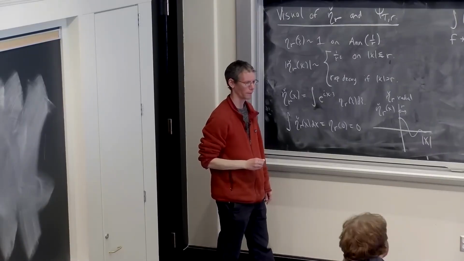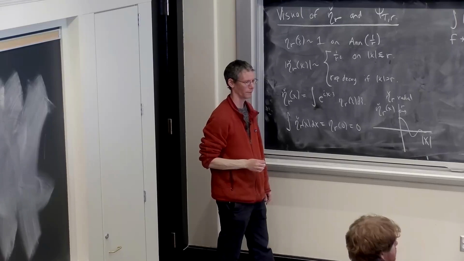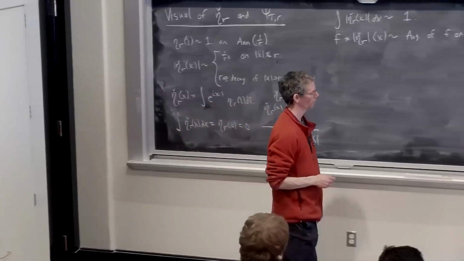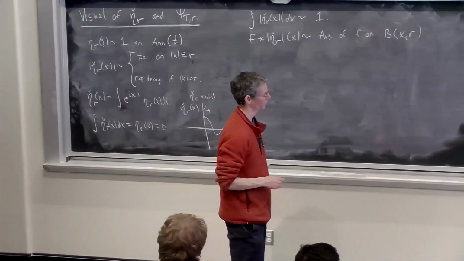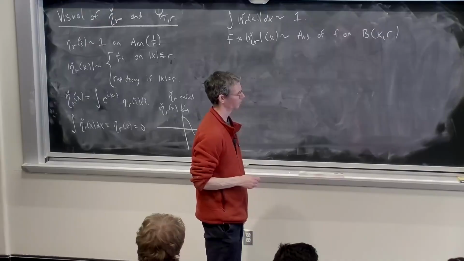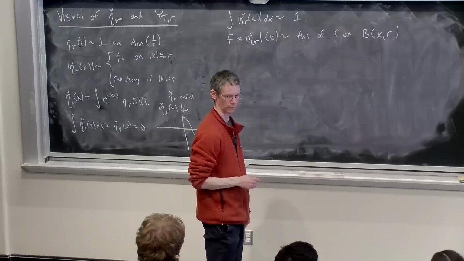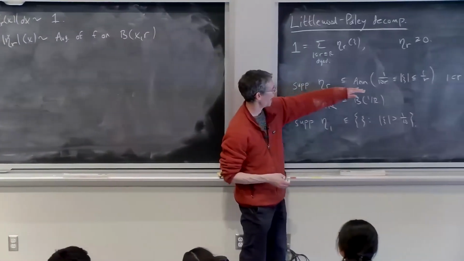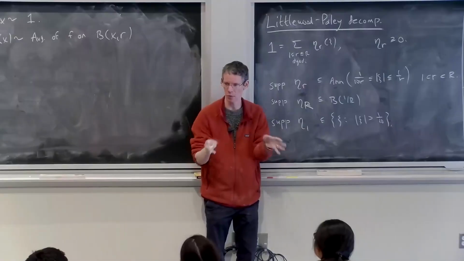So is it the case that convolving with a function on the annulus, like eta r is on the annulus, basically behaves the same as if it were on the ball of radius 1 over r? So the question is, how would we compare an eta r that's supported on an annulus with a similar function that was supported on the whole ball?